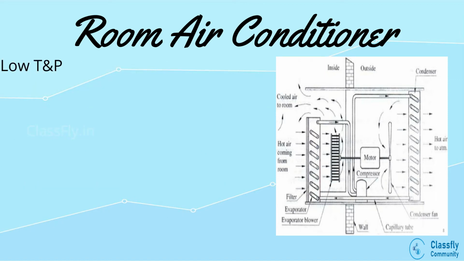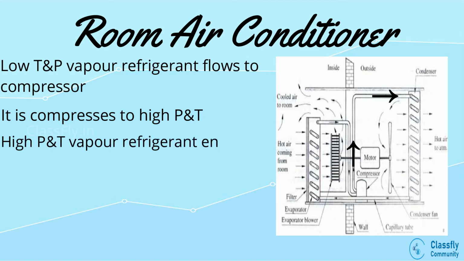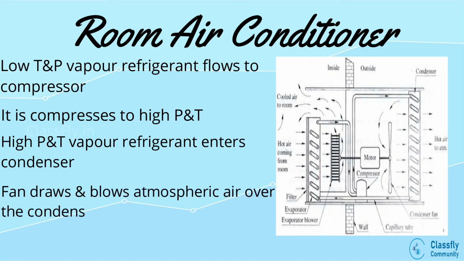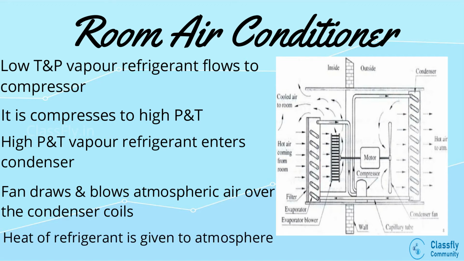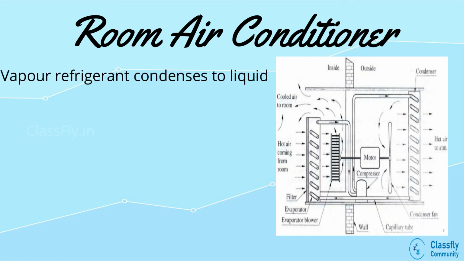Now, the low temperature and low pressure vapor refrigerant from the evaporator is drawn into the compressor. Here, it is compressed to high pressure and temperatures. Now, the high pressure and high temperature vapor refrigerant will flow through the condenser coils. The fan, which is located outside, will draw the atmospheric air and will blow it over the condenser coils. Hence, the heat which is contained in the refrigerant will be dissipated to the atmosphere. From this, the vapor refrigerant will be condensed to the liquid state.